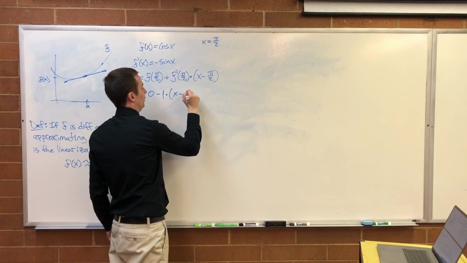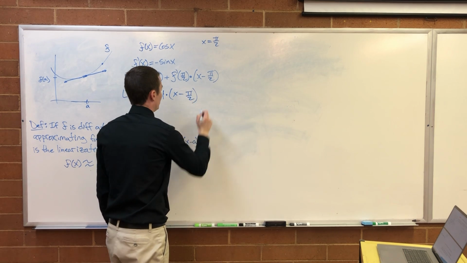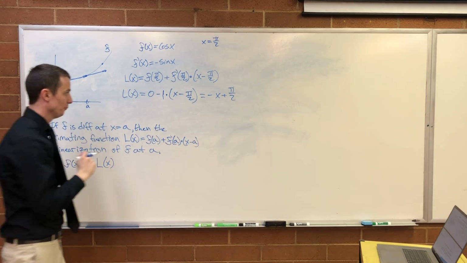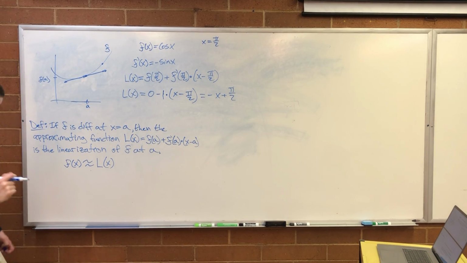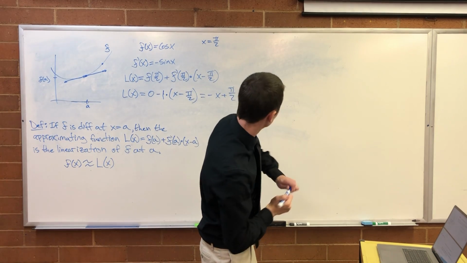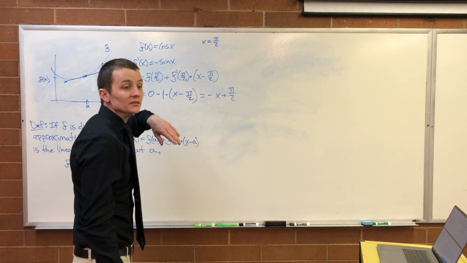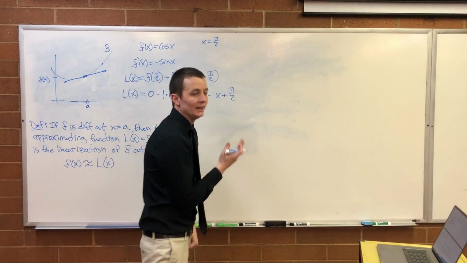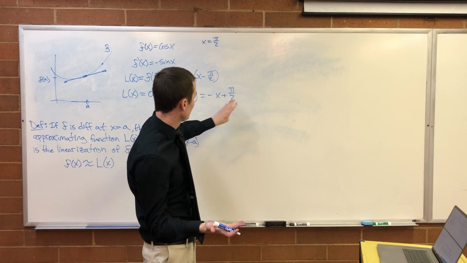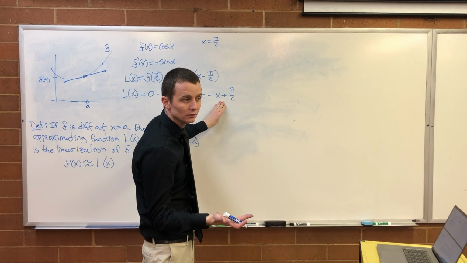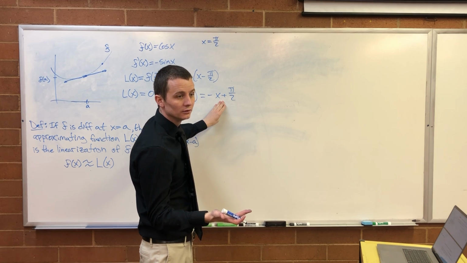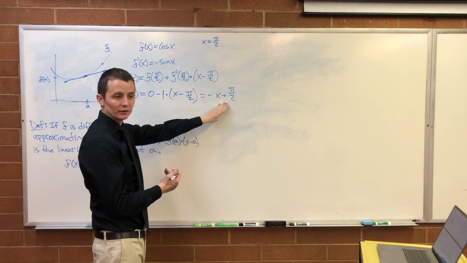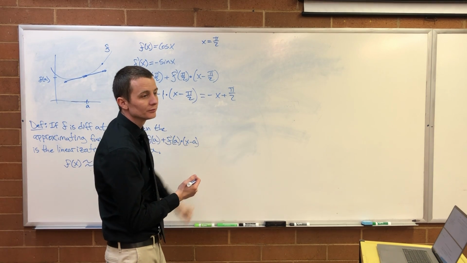Times x minus pi halves. So what are we left with? It's equal to negative x plus pi halves. So there's your approximation for cosine, close to pi halves. So now, if someone asks you what is cosine at something like 91 degrees, you have a way of approximating it. Because you didn't really know how to do 91 degrees in this thing, but you do know how to do it in this thing now.